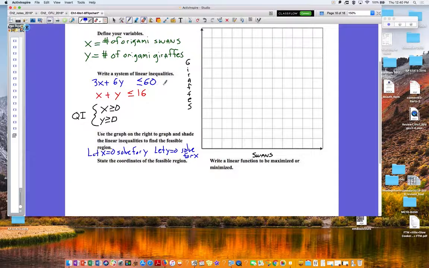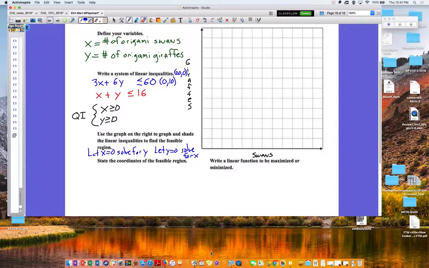On this first one, if I let x equal 0, the 3x becomes 0. How many 6's go into 60? That is 10. Meaning if I spend all my time doing giraffes, I can make at most 10 giraffes. I do the same thing, but I let y equal 0. If I don't use any time for giraffes, how many swans can I make? Well, 3 goes into 60 20 times.